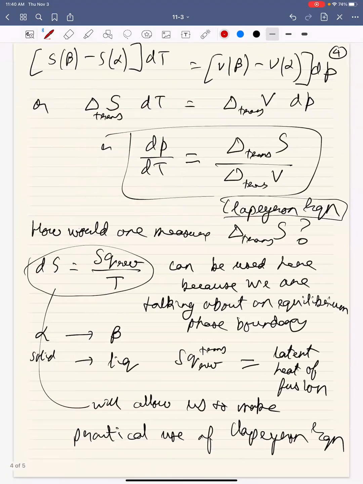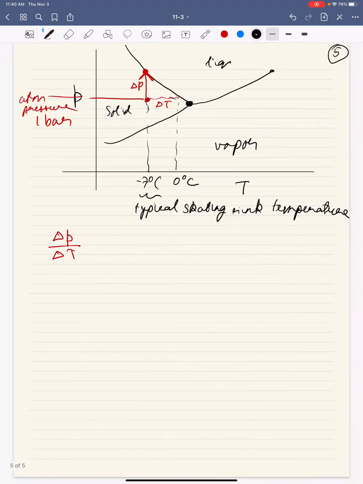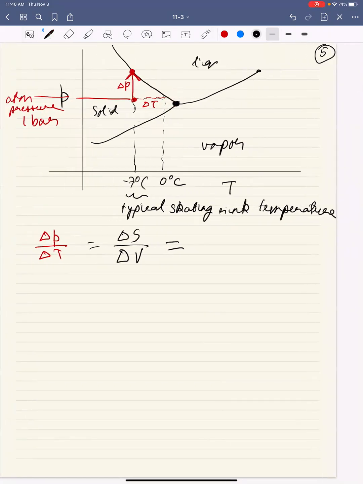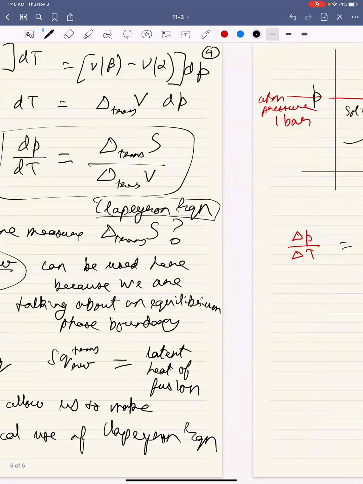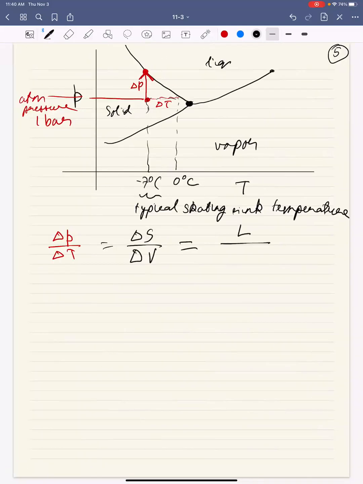What did the Clausius equation tell us? That is delta S transition by delta V transition, okay? So that is delta S by delta V. And I said, this is all reversible. We assume everything is in equilibrium, which answers your temperature question, because we assume equilibrium at any point, right? So delta S by delta V is going to be delta Q reversible by temperature divided by volume, and delta Q reversible in this case is the latent heat of fusion, L. So this is L divided by T divided by delta V.